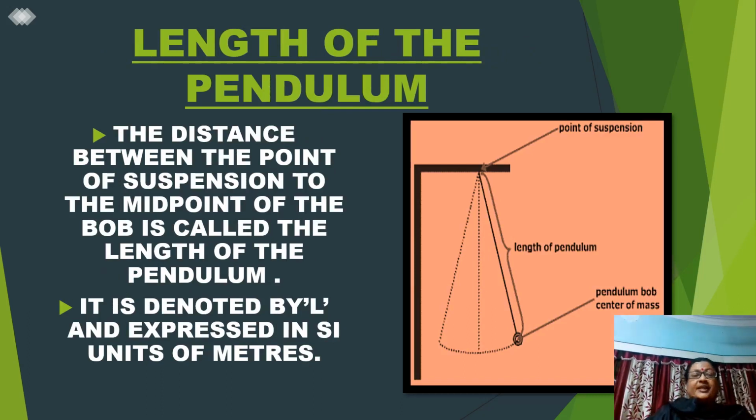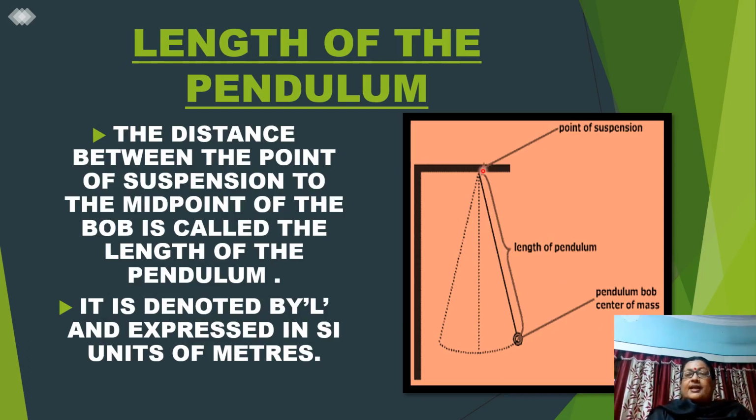Now, the next term associated with the pendulum is the length of the pendulum. Let me read what I have written for you. The distance between the point of suspension to the midpoint of the bob is called the length of the pendulum. It is denoted by capital L and it is expressed in the SI unit of meters.